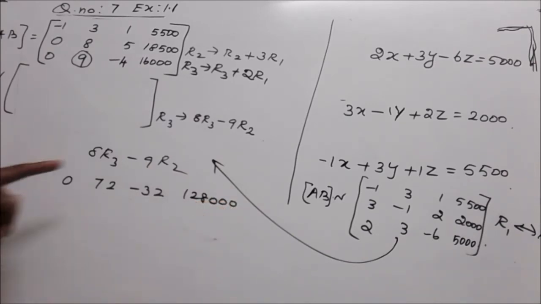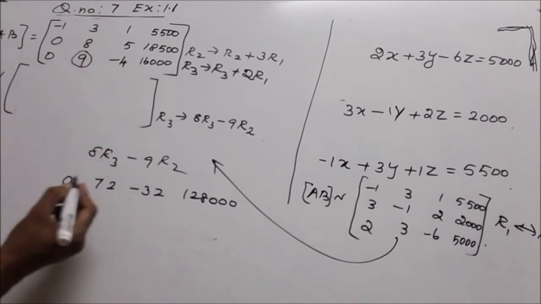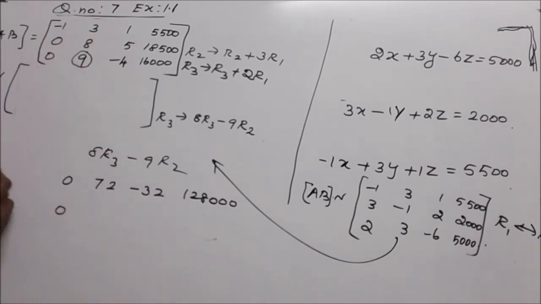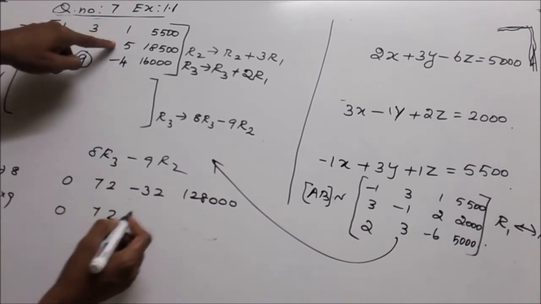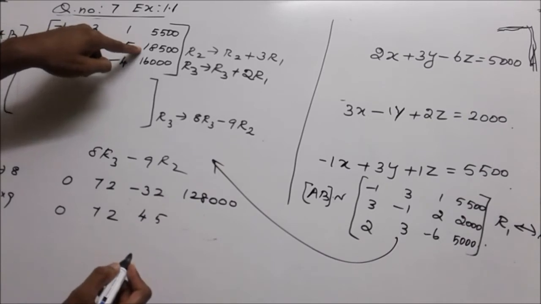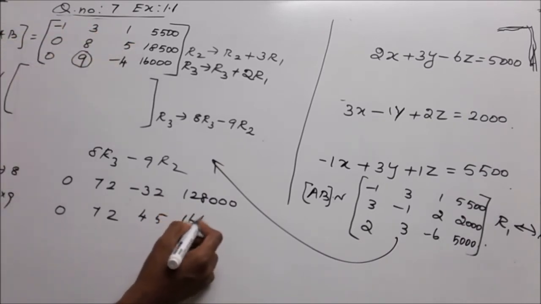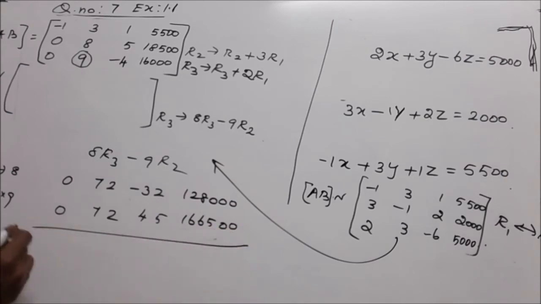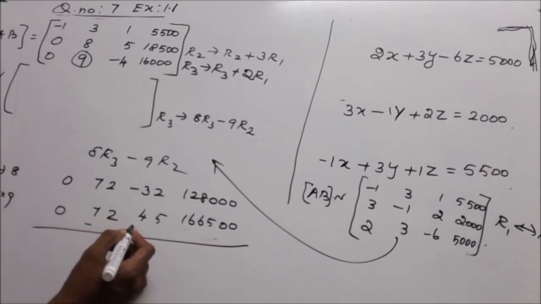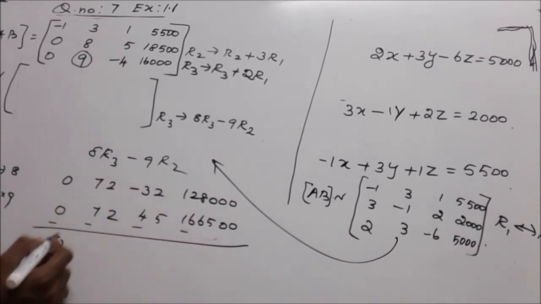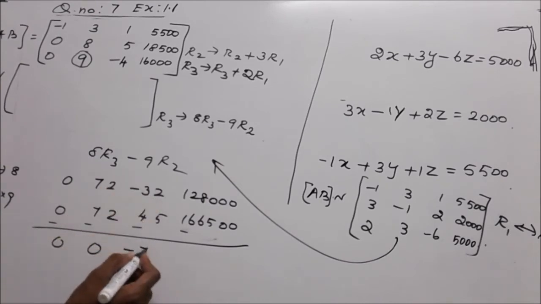Then again, now multiply R2 by 9, 9R2, 0, this is by 8, here R3 by 8 and R2 by 9. Now 0, 72, 45, here 9 into 18,500, 166,500. You need not worry, you will be given a calculator while writing the exam. You can easily calculate these values. Then subtract, minus, minus, minus. This is 0, 0. Adding these two, minus 77.